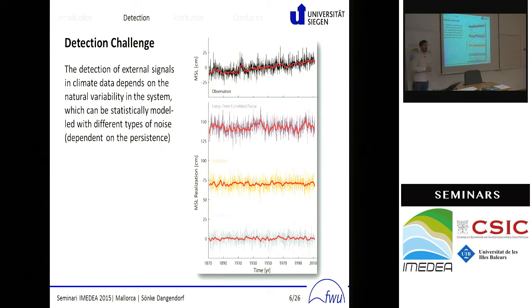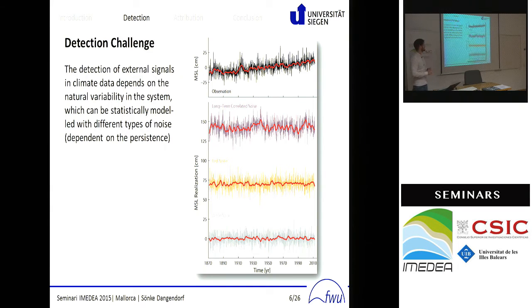Detecting climate change is a very challenging topic. The detection of external signals in climate data depends on the natural variability in the system, which can be statistically modeled. So we know that climate is very variable, it is very noisy, and in the detection part we need to find an answer whether any observed change is significantly different from what we could expect from the noise. And typically we do that with statistical tests, how the natural variability can be characterized.